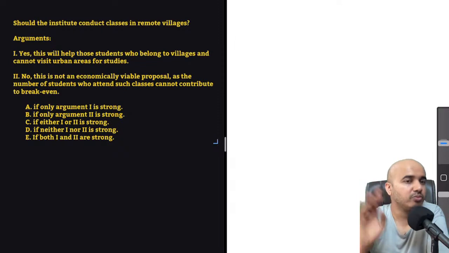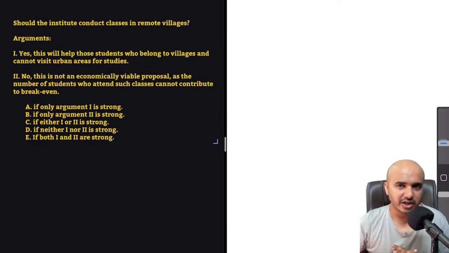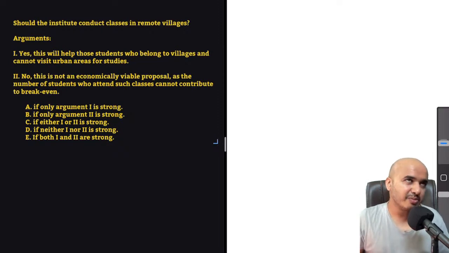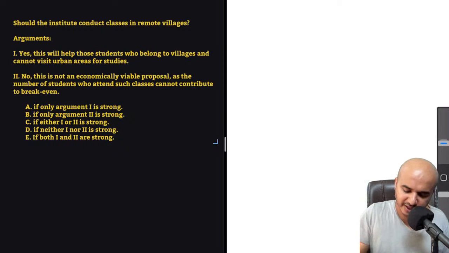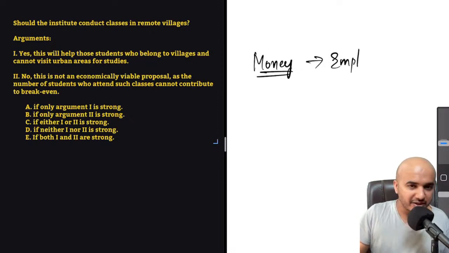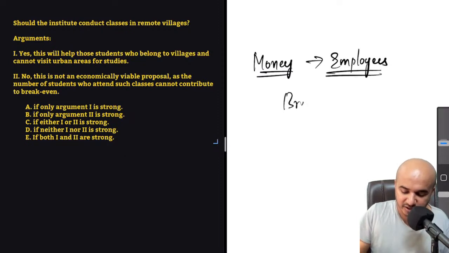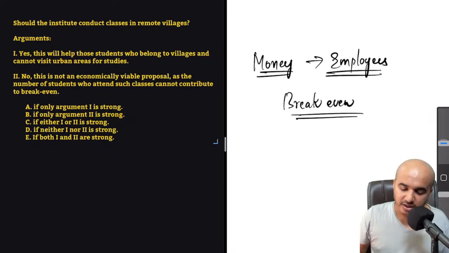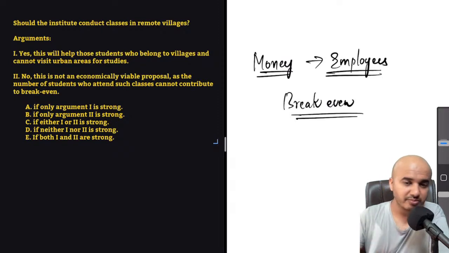The second argument says no, the institute should not conduct classes in villages. Why? Because this is not economically viable, meaning it doesn't make sense money wise, as the number of students who attend such classes cannot contribute to break even. That means any institute, if it has to function, has to make enough money to pay its employees and the owners. If it is not able to pay the employees as well as the owners, we say it is not achieving break even. If it is not achieving break even, then how will the institute even survive? So therefore even option 2 makes sense.